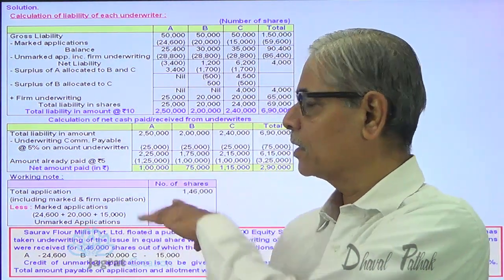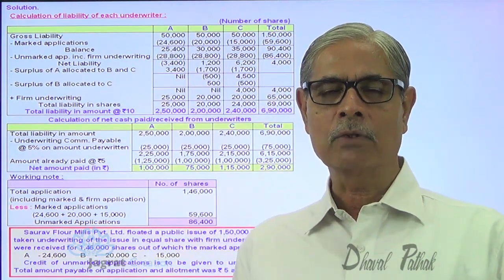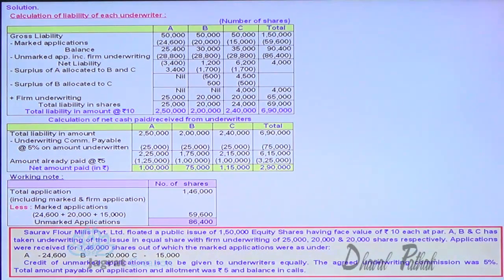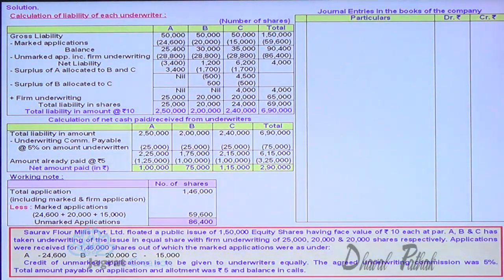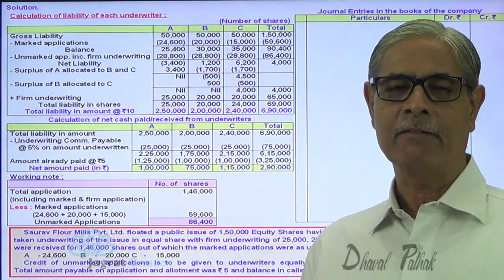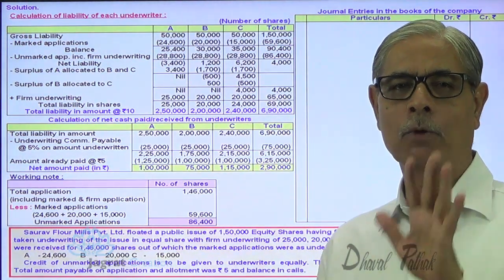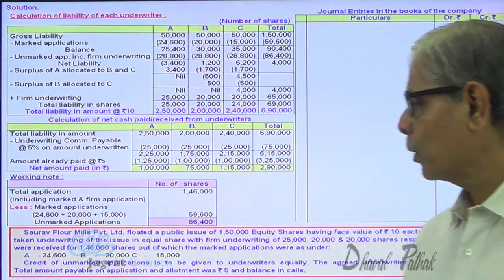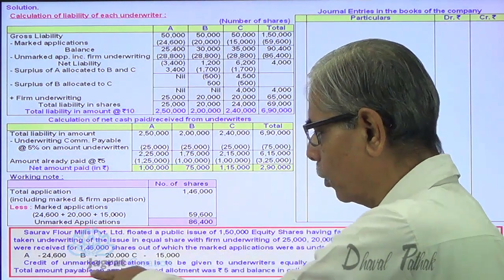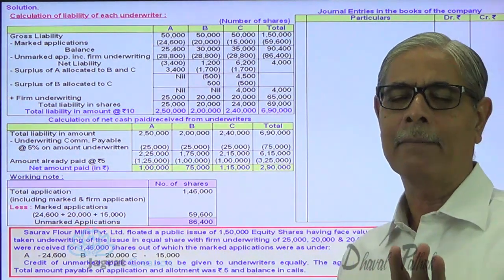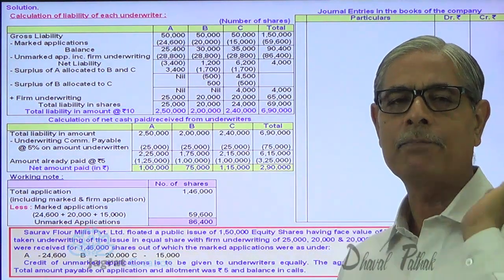Now on the basis of this calculation, I want to write down the journal entries in the books of the company. Please pay attention. Here I am going to write down the journal entries in the books of the company. Now, first of all, total 1,46,000 applications are received. Amount received with application and allotment is ₹5, and the next ₹5 is to be received at the time of final call. So, total amount payable on application and allotment was ₹5 and the balance ₹5 is to be paid with final call.